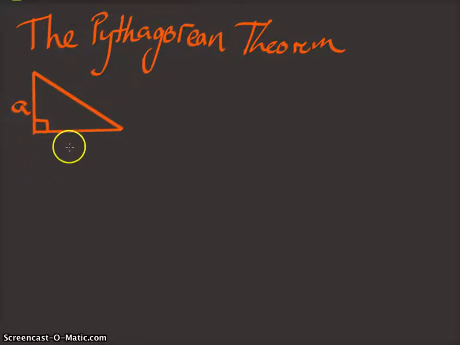Okay, let's label that leg A and this leg B, and then the hypotenuse will be C. Now the Pythagorean theorem simply states that when you have a right triangle with legs A and B and hypotenuse C, we can find that A squared plus B squared equals C squared. Pretty simple stuff. Take a moment to get that down, and then, as we always do, we will begin on a proof of this theorem.